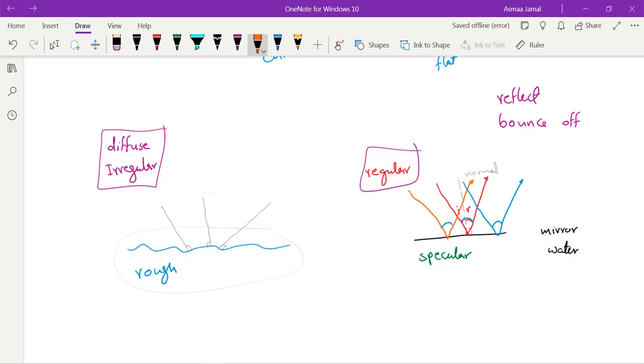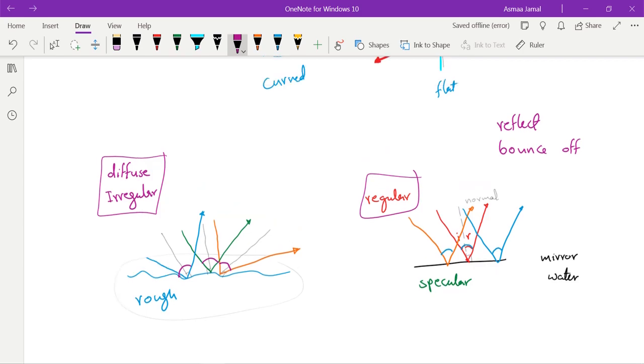So the incident ray here will be like that, reflected this way. This one will be like that and reflect this way. The same for this one, will reflect this way. So the reflection is irregular. The angles here are different. So the diffuse reflection will help to see the objects, but they are not shiny.